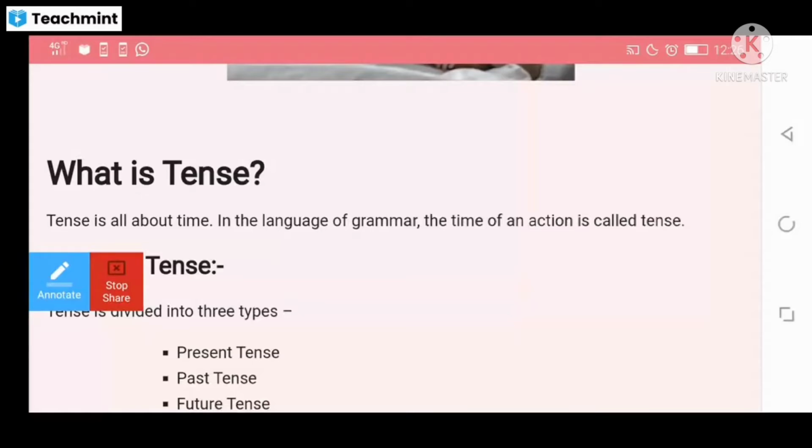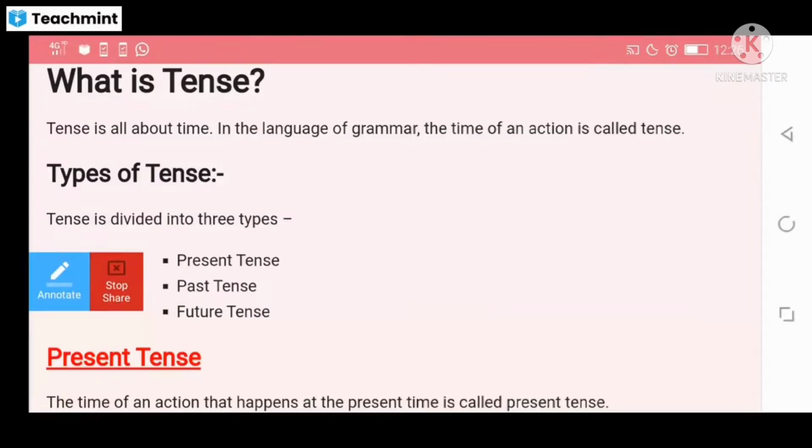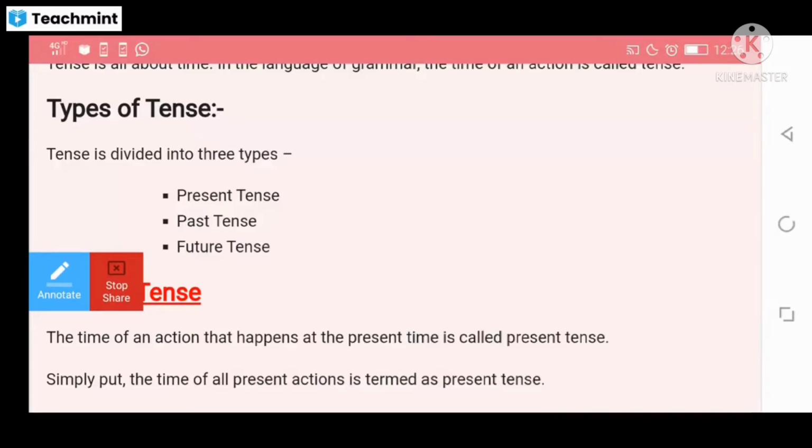So now let us know what is present tense. See, the time of an action that happens at present time is called the present tense. Yeah, simply put, the time of all present actions is termed as present tense.